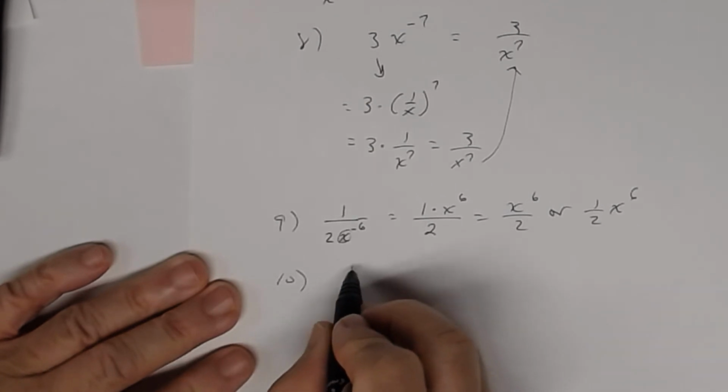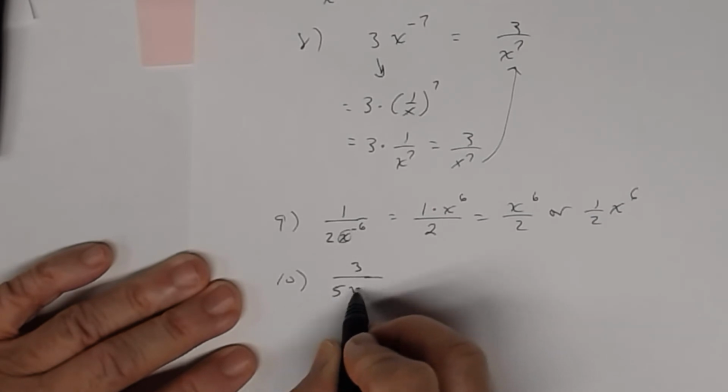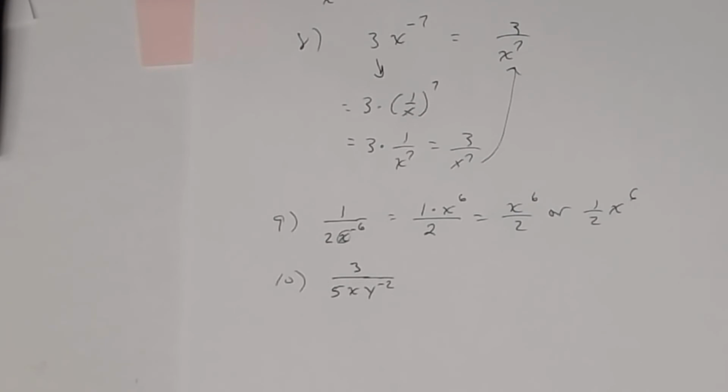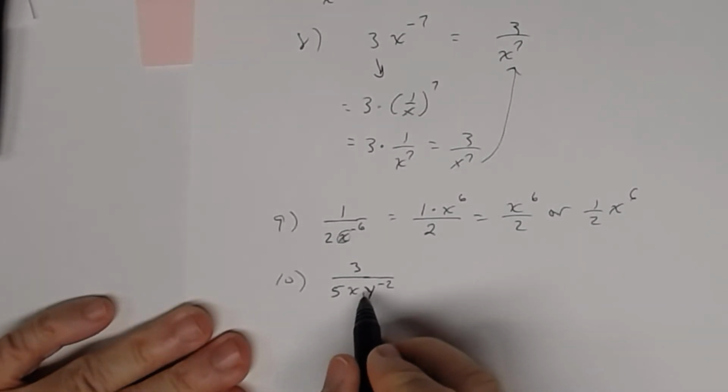Number 10, you have 3 divided by 5x y to the negative 2nd power. Okay, you want to simplify this. You don't want any negative exponents. So what's being raised to the negative second power? What's the only thing being raised to the negative second power? The only thing being raised to the negative second power is this y right here, right?